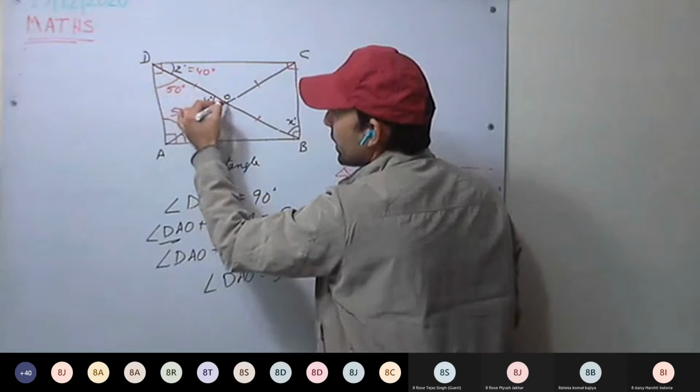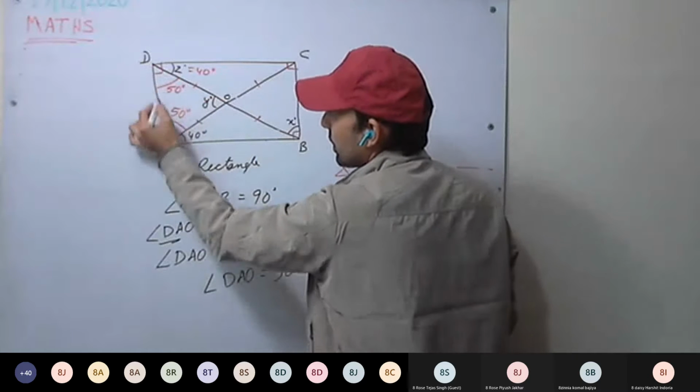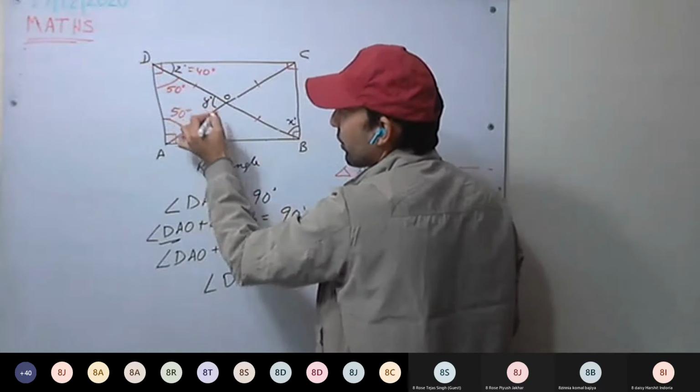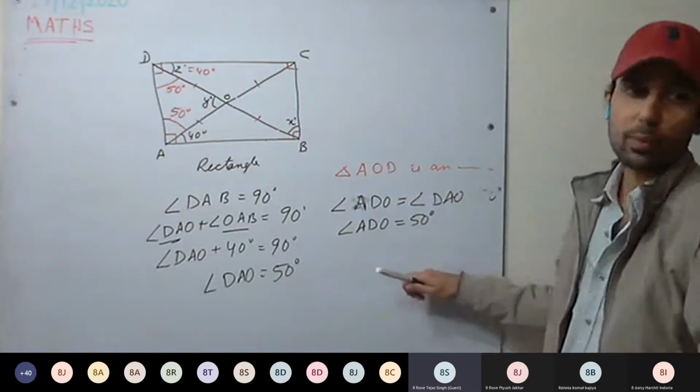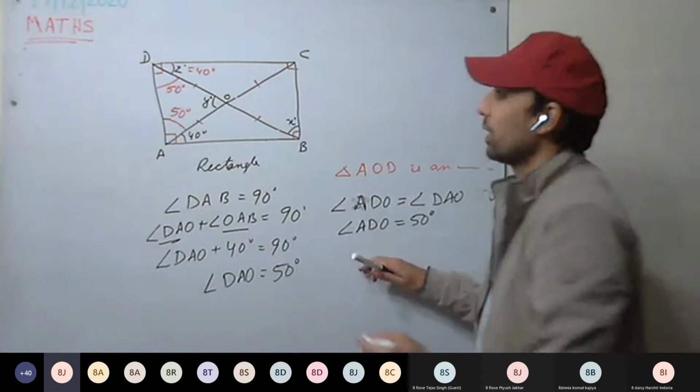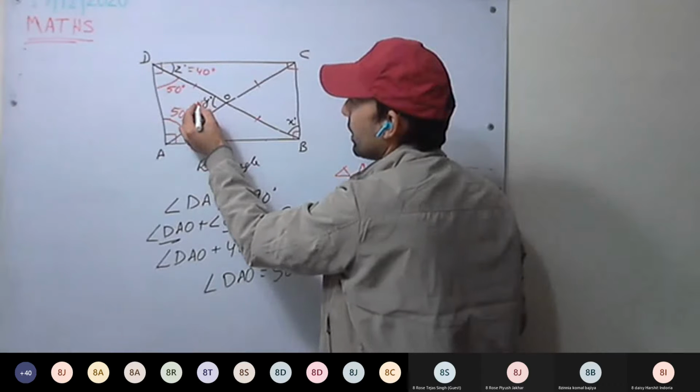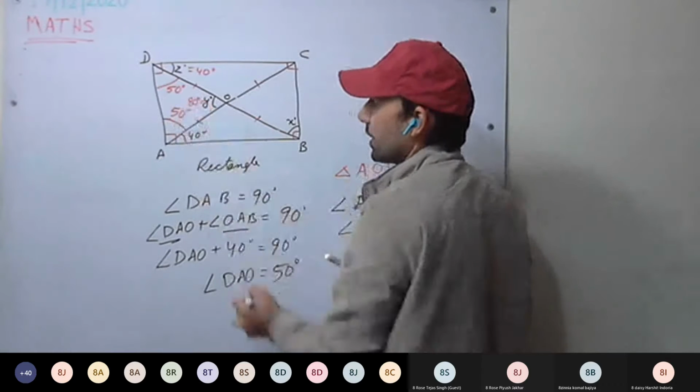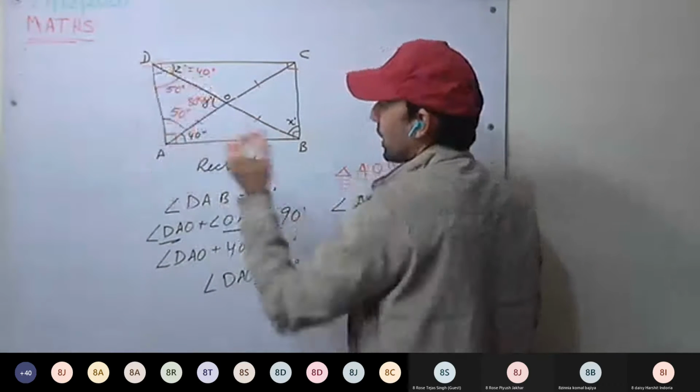How can we calculate Y in this triangle? This is 50, this is 50. Y will be how much? 80 degrees. Angle sum property of the triangle. It will be 80 degrees.